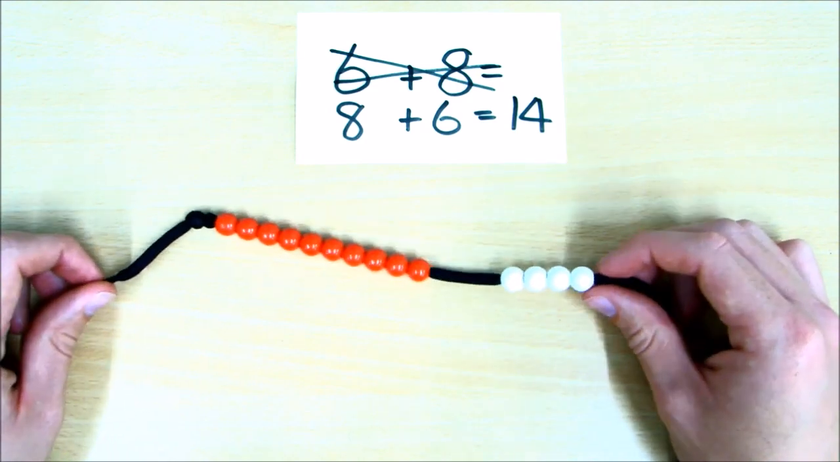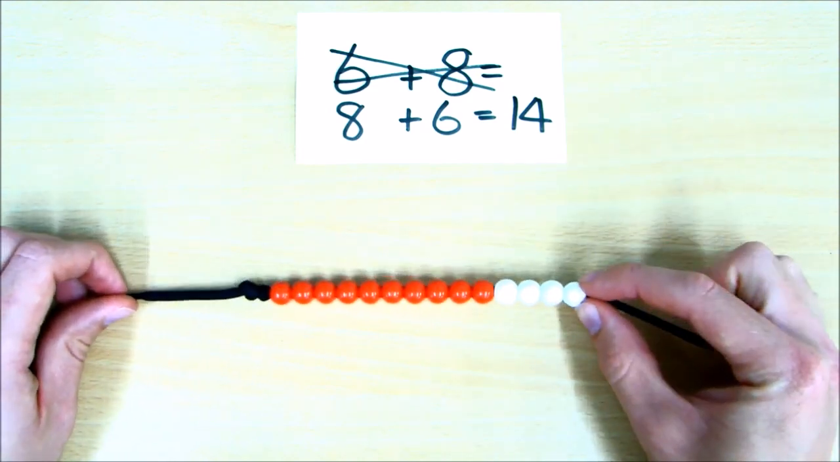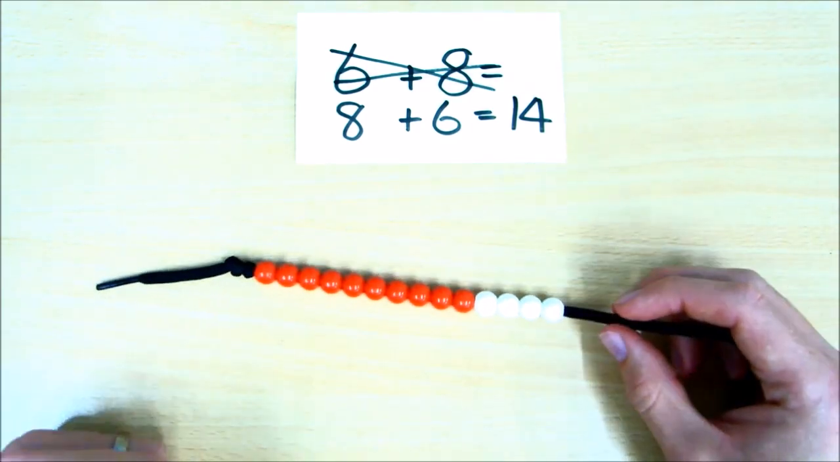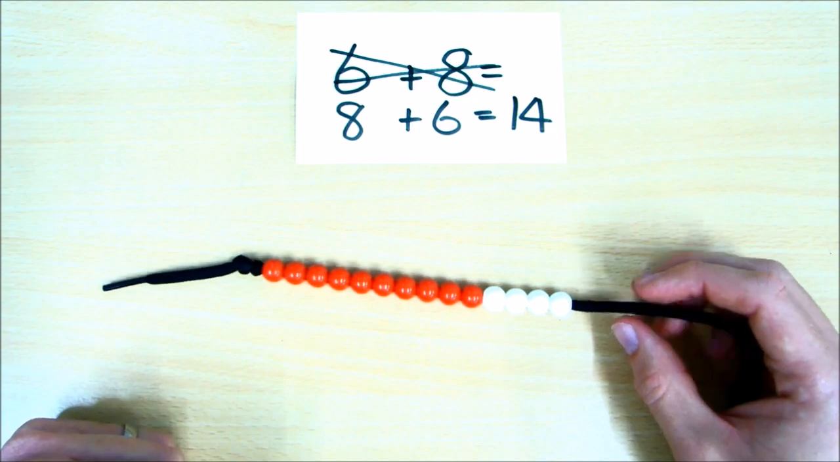Bead strings are a really great way to develop your counting skills, as they work in a linear form, and that prepares us for working with number lines later on.